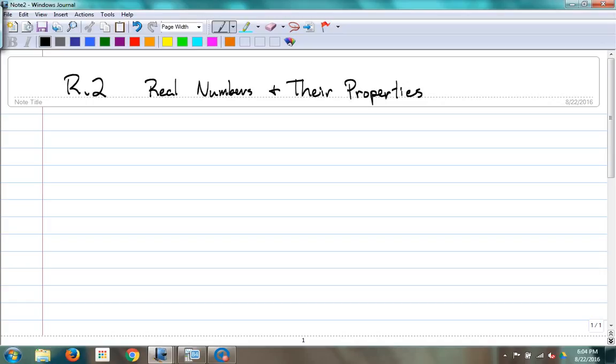Real numbers and their properties. So we're going to get into more numbers. We talked a lot about natural numbers in R1, the counting numbers. We're going to talk about several different kinds of numbers in the real number section here and talk about some of the things that happen with that.